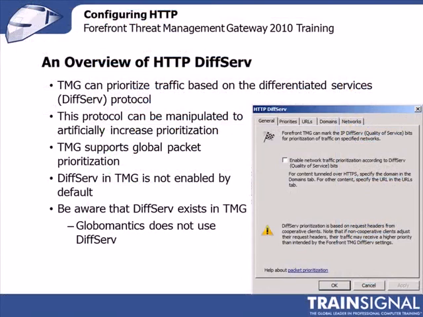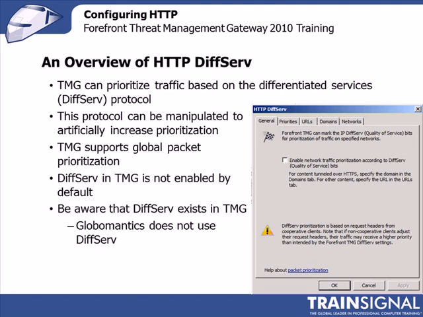Finally, I want to talk about what's called DiffServ, or differentiated services. Threat Management Gateway can prioritize traffic based on the Differentiated Services Protocol, otherwise known as DiffServ. This protocol can be manipulated, however, to artificially increase prioritization. I want to make that clear up front. Nothing you do, again, as I've said before, is going to be foolproof, and this is another example. But again, these are the steps you take for those that are willing to stay inside the boundaries so that they enjoy the quality of service or the prioritization techniques you put in place.